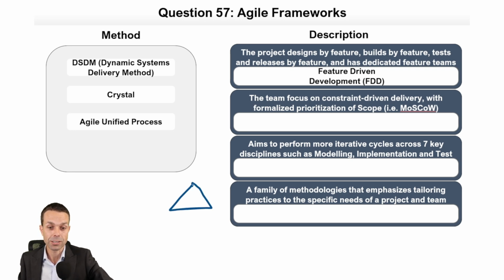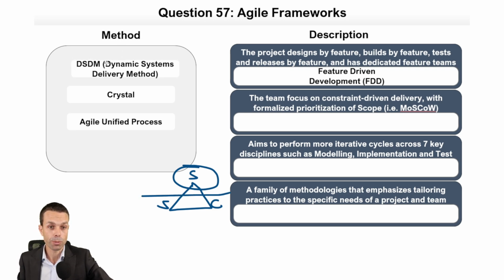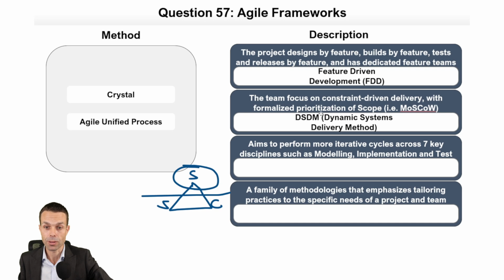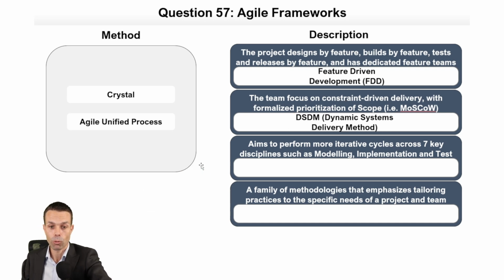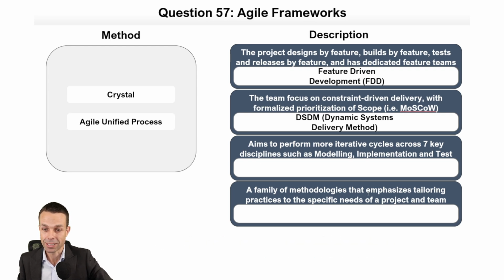And our constraints, remember, scope, schedule, and cost. And in Agile, scope is variable, and the other two are fixed. And the method that brought that into the workplace is DSDM. So that was back in the 90s, wonderful way to work, and that fed into the Agile Practice Guide in 2001. A family of methodologies that emphasizes tailoring practices to the specific needs of the project and the team.